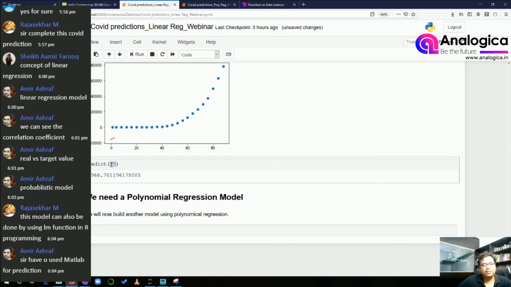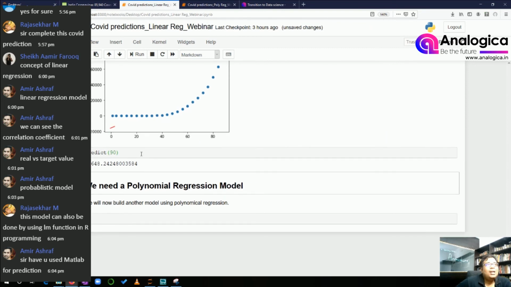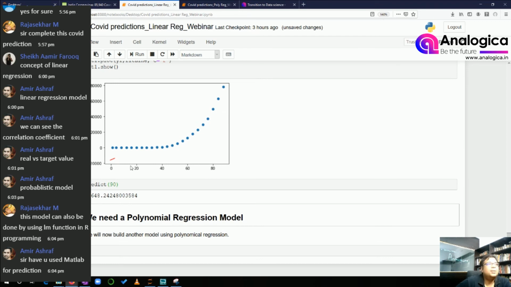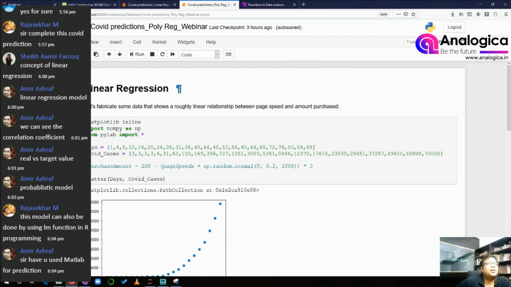What about the 90th day? We already have the data for it. 90th day, 44,648. So according to our model, on the 90th day there should be 45,648. But the reality is, on that day it is 85,784. So there is something wrong. Linearity is not going to solve this problem. Fitting a line across this is not going to solve this problem. So that's why we use something called polynomial regression.